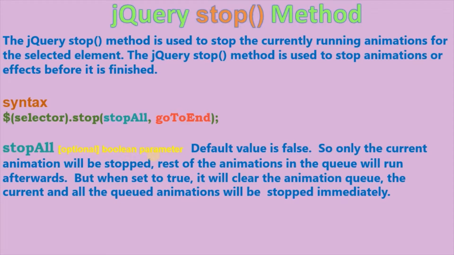is an optional boolean parameter. Default value is false, so only the current animation will be stopped. Rest of the animations in the queue will run afterwards, but when set to true, it will clear the animation queue, and the current and all the queued animations will be stopped immediately.